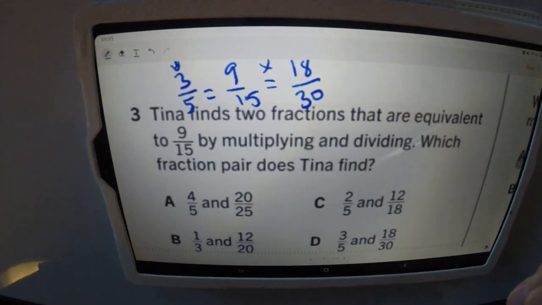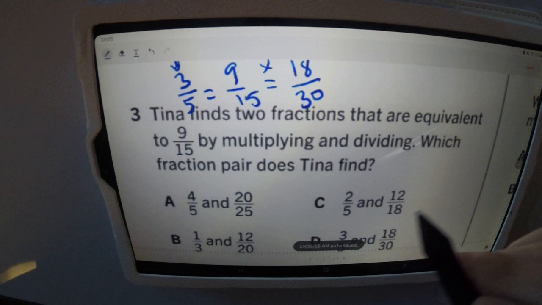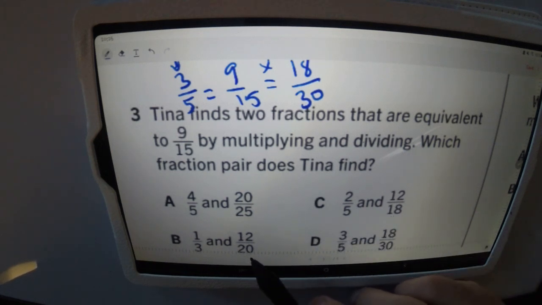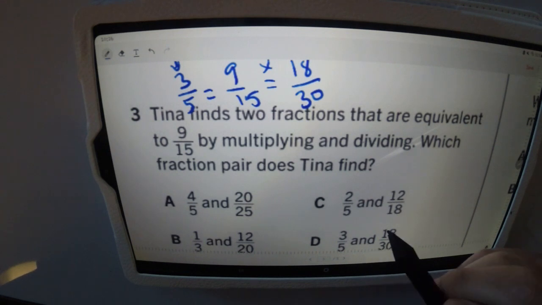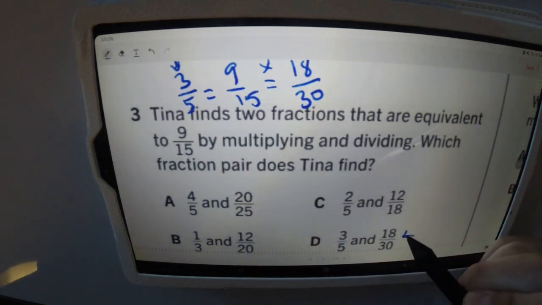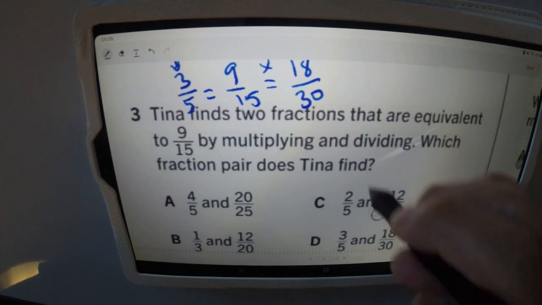Let's see if that shows up anywhere. Doesn't show up here, right? That's 4 out of 5. That's not even close. 2 out of 5, nope. 1 out of 3, that sounds close, but it's not quite there. Ah, here we are. Remember, 3 over 5, 18 over 30. This is the answer we're looking for. So the answer is D. All right, does that make sense? Now we can move on.